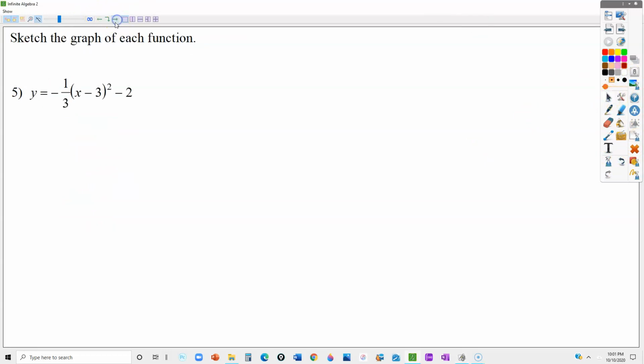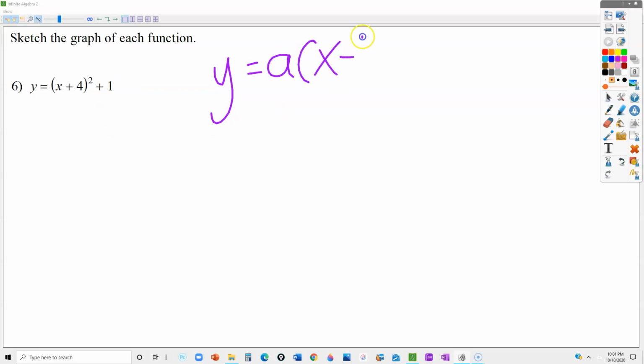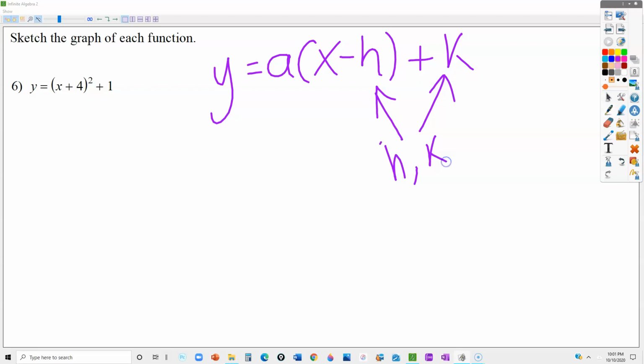Another problem here. All right, they want us to sketch graphs for numbers 5 and 6 of the parabolas. So whenever you want to graph a parabola, you're going to have an a value, an h value, and a k value. The h and the k, once again, make up our vertex, kind of like they did for the absolute value function that we talked about.